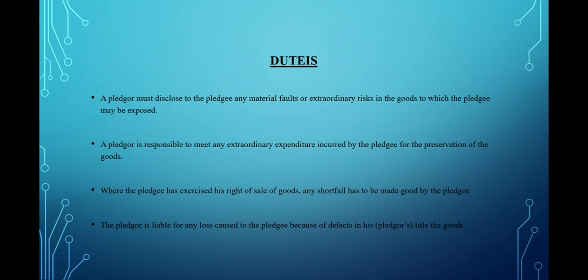A pledger must disclose to the pledgee any material fault or extraordinary risk in the goods to which the pledgee may be exposed. A pledger is responsible to meet any extraordinary expenditure incurred by the pledgee for the preservation of the goods. Where the pledgee has exercised his right of sale of goods, any shortfall has to be made good by the pledger. The pledger is liable for any loss caused to the pledgee because of defects in the pledger's title to the goods. Here we saw about the duties of the pledger and pledgee.